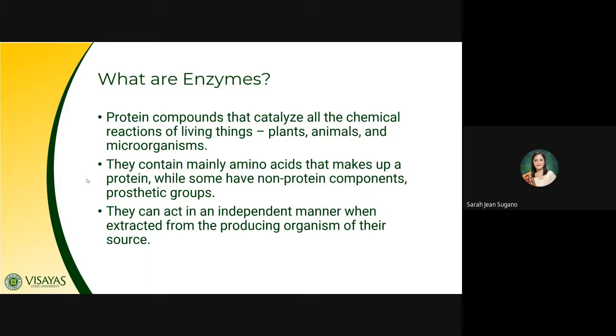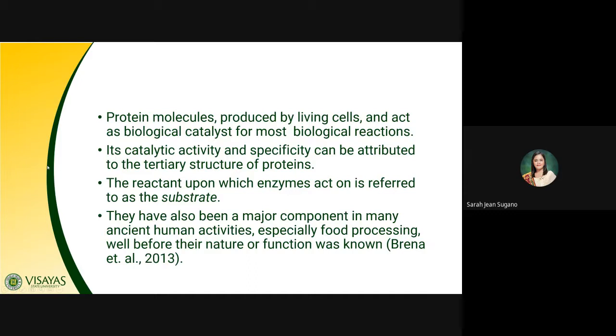So they can act in an independent manner when extracted from the producing organism of their source. So the bacteria produce enzymes, and also plants have enzymes. In our body, eukaryotic cells have enzymes also. Prokaryotic cells have enzymes. These are protein molecules produced by living cells and act as biological catalysts for most biological reactions. So these are catalysts. It's an aid for biological reactions.